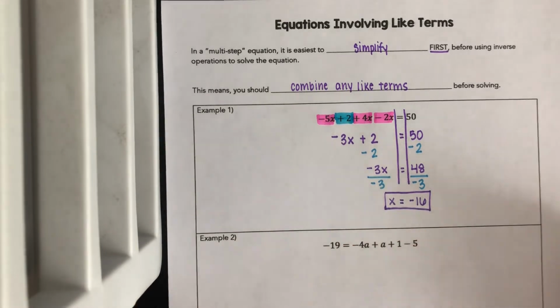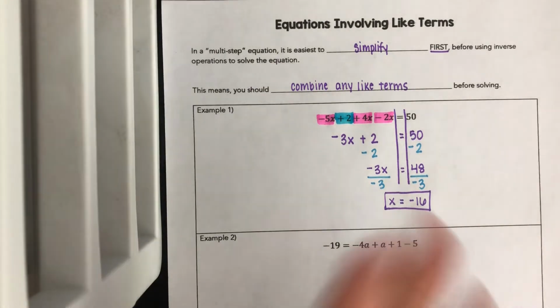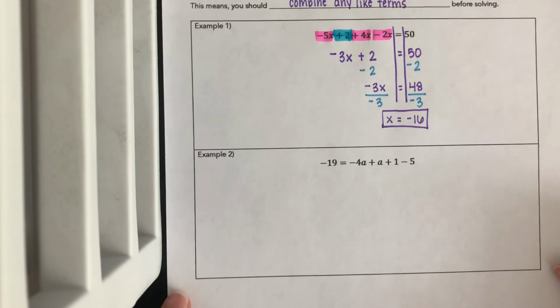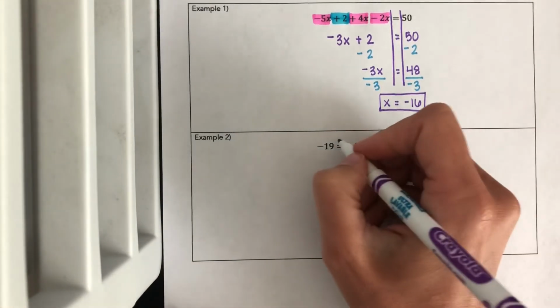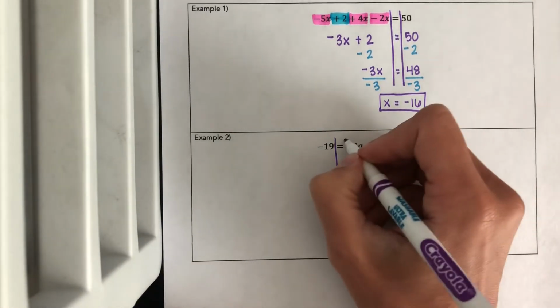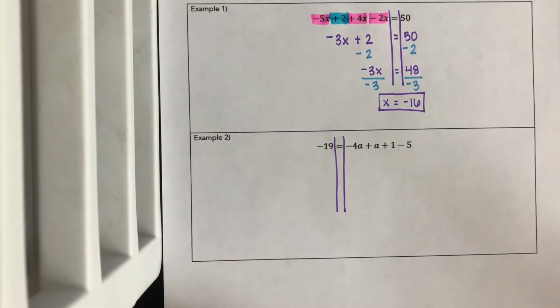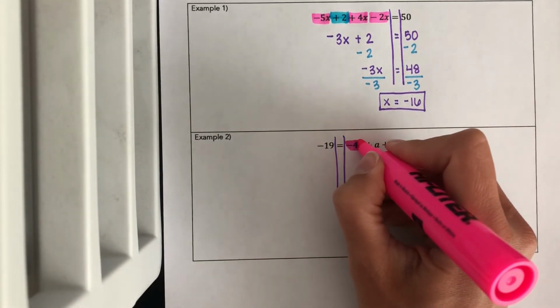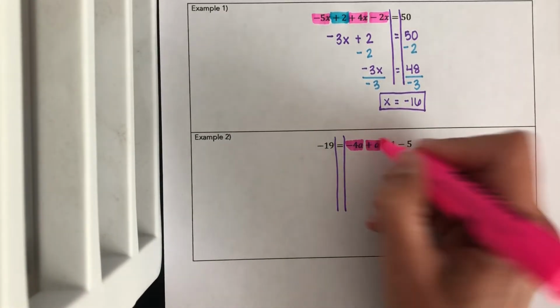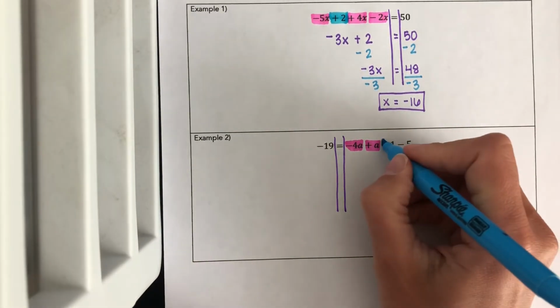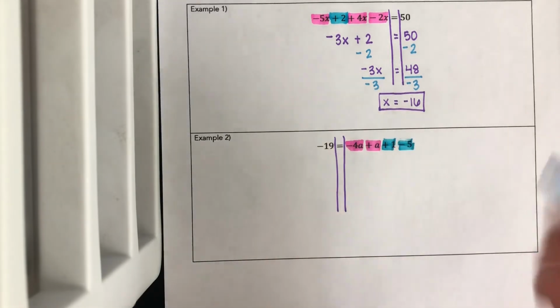So essentially what we've done is we've simply combined our skills for combining like terms with our skills for solving equations. Let's take a look at one more example. In this case, you can see if we draw our lines around the equal sign that all of the terms that we will want to combine are now on the right side of the equal sign. So we're going to highlight our like terms to begin. We have negative 4a and positive a. And then we have our constants, positive 1 and negative 5.